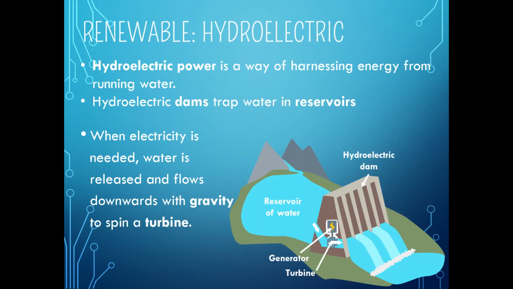Hydroelectric power is a way of harvesting energy from running water. Hydroelectric dams trap water in a reservoir. When electricity is needed, water is released and flows downwards with gravity to spin a turbine.